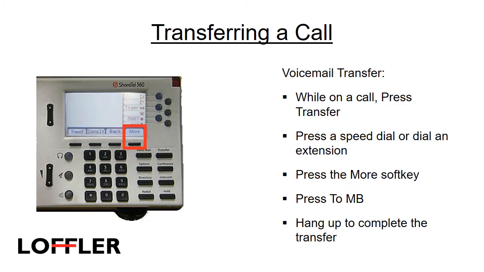To transfer to someone's voicemail, while on a call, press the Transfer button. Press a speed dial, or dial an extension. Press the More soft key. Press 2MB or 2VM, depending on whether you are running Communicator or Connect client. Hang up to complete the transfer.